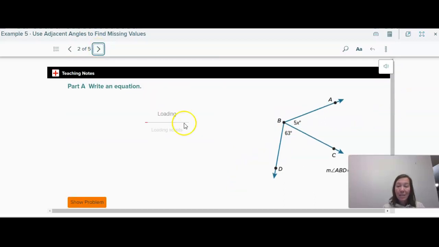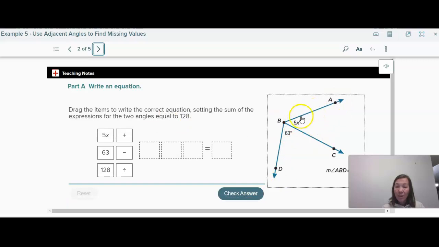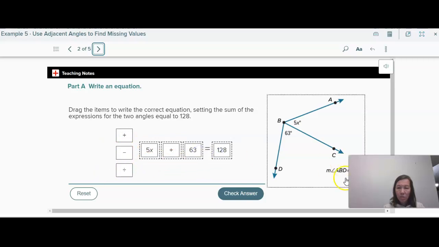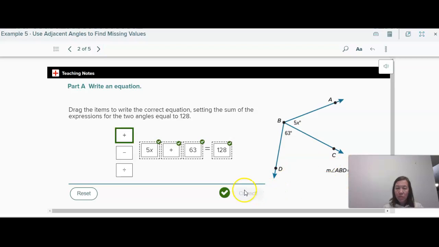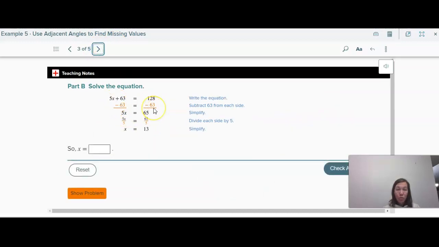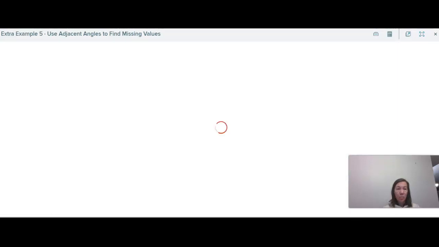So can you guys see that these two adjacent angles, if I add these two together, 5x and 63, together have to equal 128. So adding those two together, you get ABD, 128. So now we just solve this equation. Subtract 63 from both sides to get this, then divide by 5, and we get that x equals 13. Again, here. Let's look at another example.